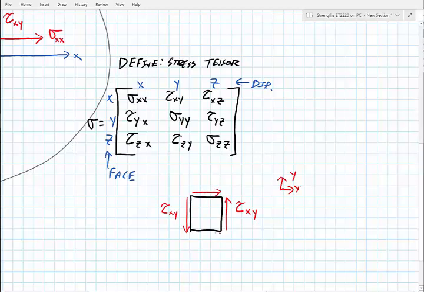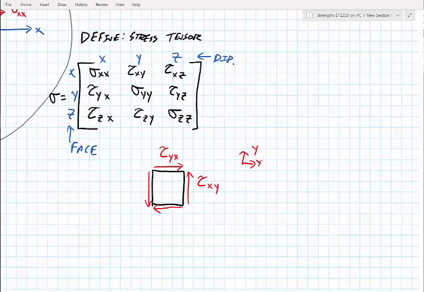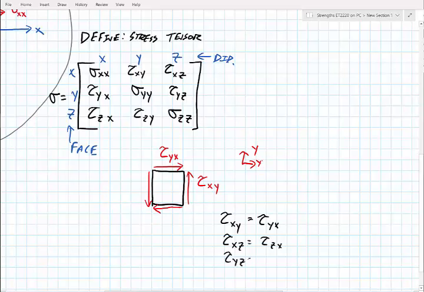Well, I also have to have rotational equilibrium. This would be a tau y face in the x direction, right? Let me erase this one, it's a little confusing. Because I have rotational equilibrium, what we can say is that my tau xy will be equal to my tau yx, my tau xz will be equal to my tau zx, and my tau yz must be equal to my tau zy. And that'll always hold true.